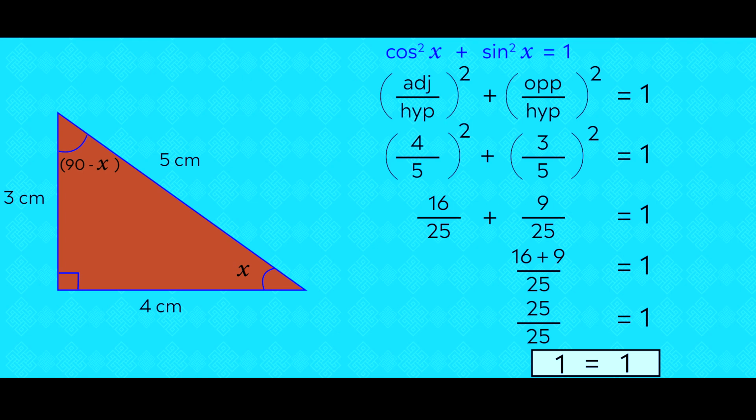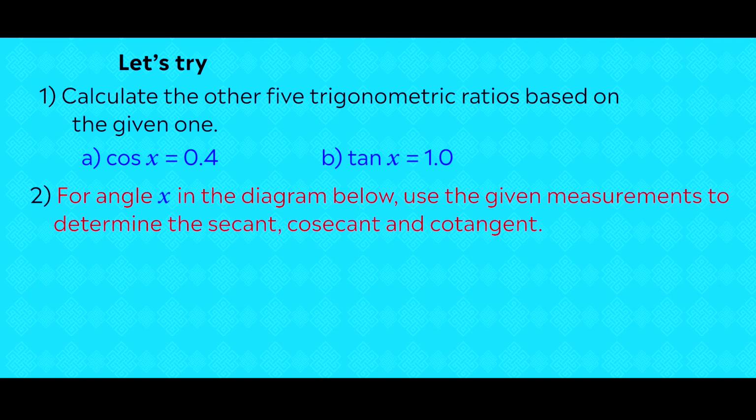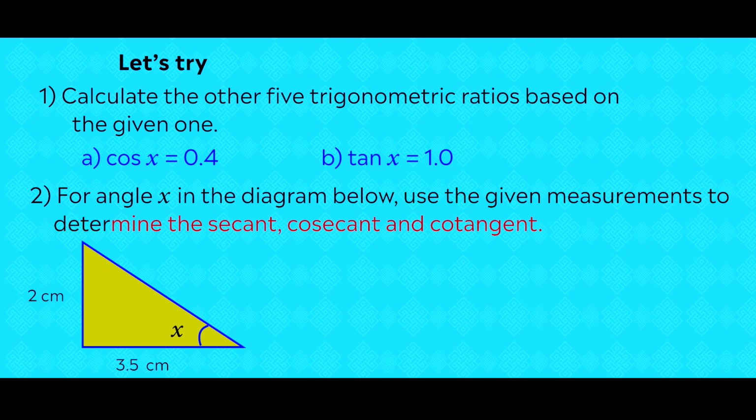With this, I have some more questions for you all to try. Question number 1. Calculate the other 5 trigonometric ratios based on the given one. A. Cos of x equals 0.4 and tan of x equals 1.0. Question number 2. For angle x in the diagram below, use the given measurements to determine the secant, cosecant, and cotangent.